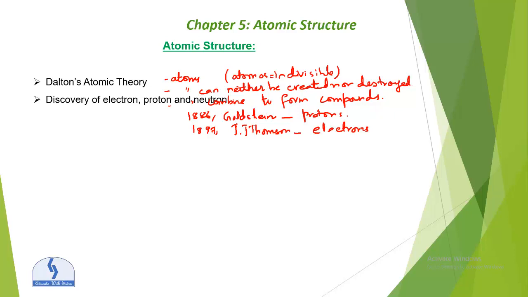Based on these observations, J.J. Thomson put forth his plum pudding theory. According to him, atoms were a solid structure of positive charge with tiny negatively charged particles stuck inside, like plums in a pudding. This is all about the discovery of electron and proton.